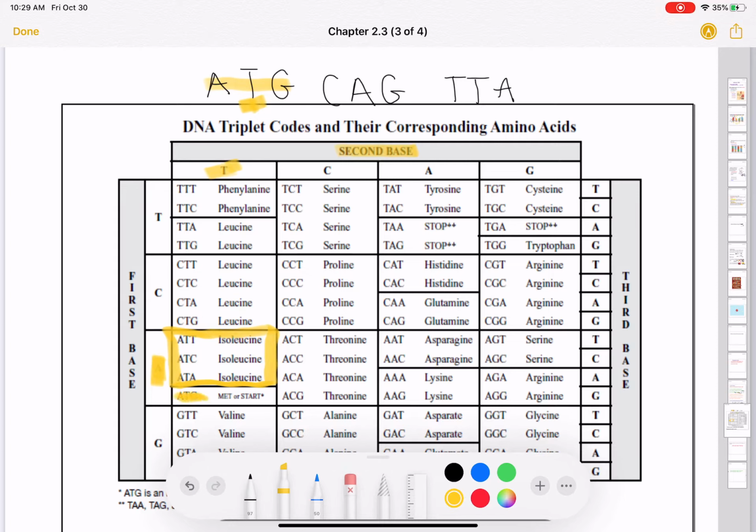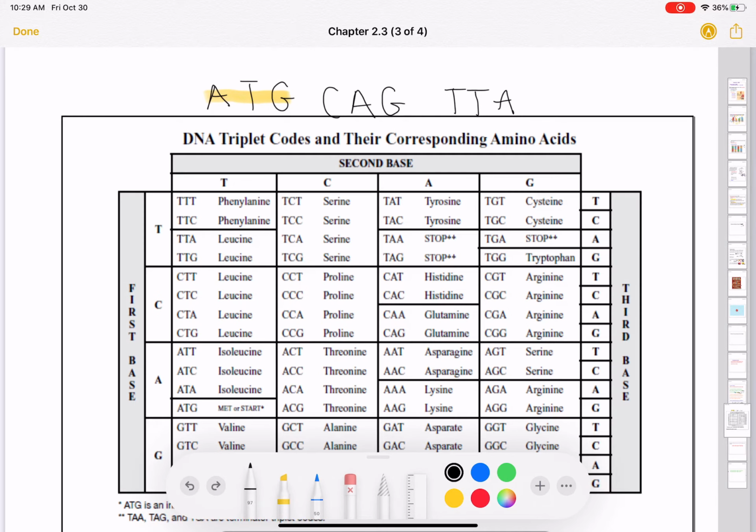G is right here. Wow, I actually picked something that was a start codon. That is pretty cool. Anyway, so what we would do if this was a question, we would go, okay, it's ATG right here. That codes for MET or start. So I'm going to write MET, and in brackets I'm going to write start.